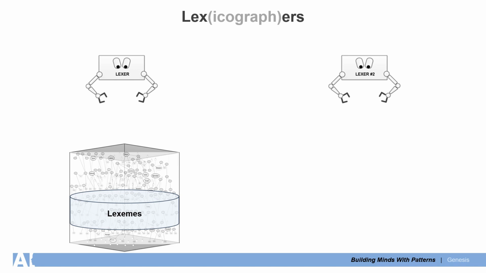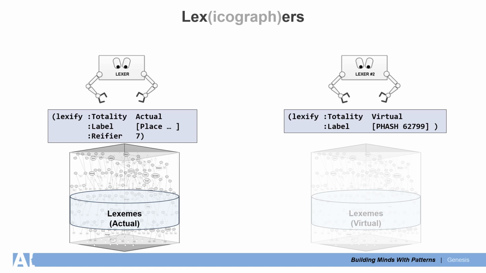The lexicographer, or lexer for short, creates entries in the lexicon and returns the reifiers. The lexer can label schemes in the actual or virtual totalities. Given 2 requests to create lexical entries for labels, if a reifier is provided in the request, the label is associated with that reifier. If no reifier is provided, then the lexer looks up the reifier for the label. If the reifier is not found among the lexemes, the lexer asks the assimilator to generate a new reifier for the label.